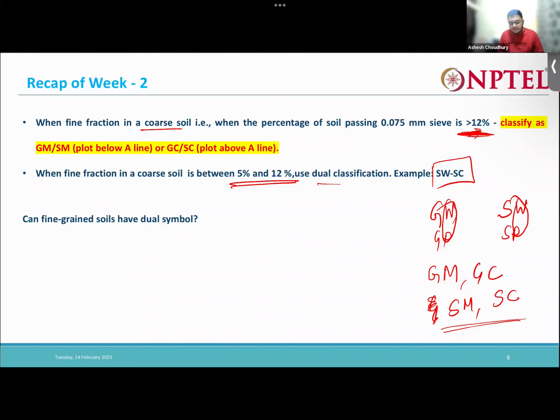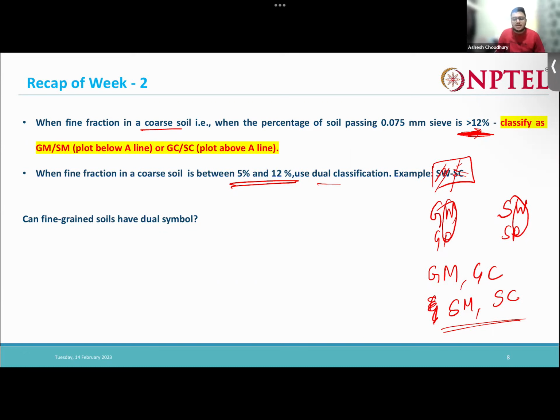If our soil had less than 5% fines, then this part would not have been there. Okay, only this part would have been there. And if our soil had fines greater than 12%, then this part would not have been there. Okay, only this part. As the fine content is between 5 and 12%, we are somewhere in between, so we need to use dual classification.